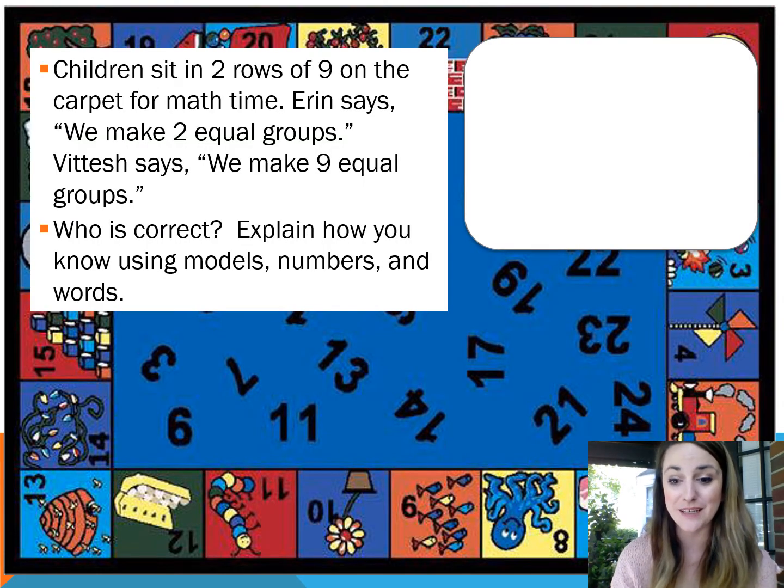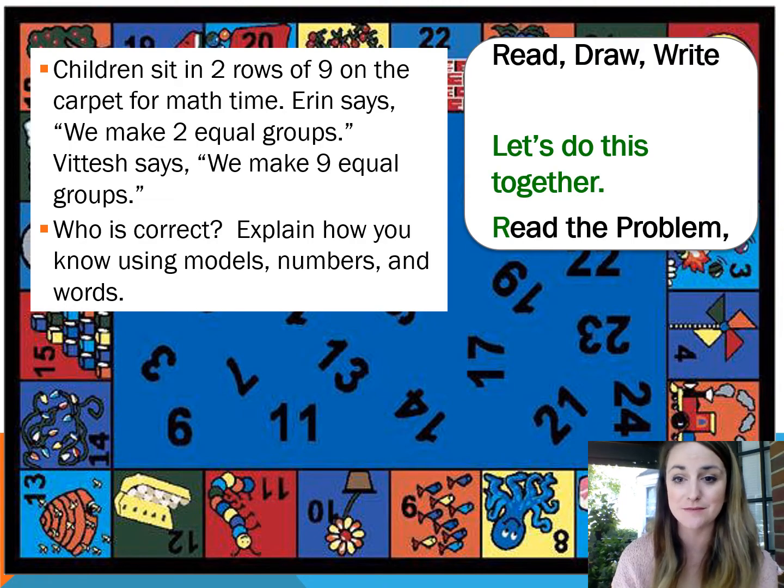Let's reset. And now we'll work on this application problem together. Children sit in 2 rows of 9 on the carpet for math time. Aaron says we make 2 equal groups. Vish says we make 9 equal groups. Who is correct? Explain how you know using models, numbers, and words.